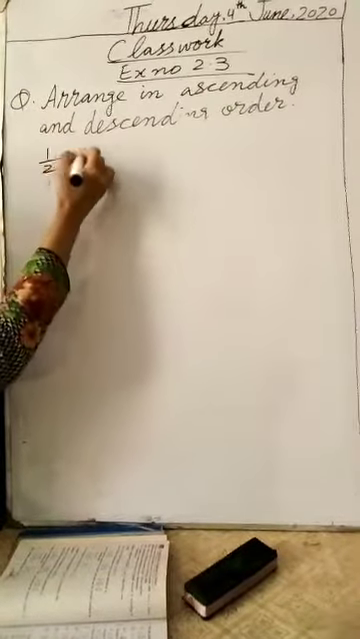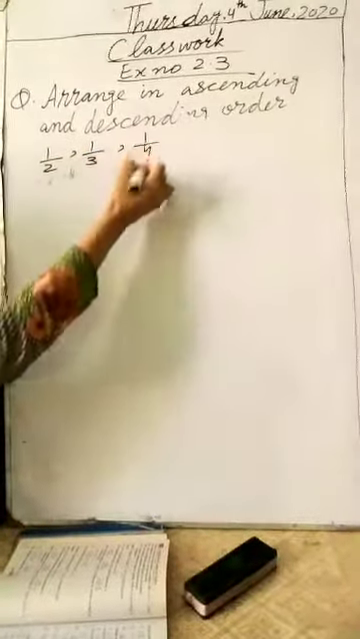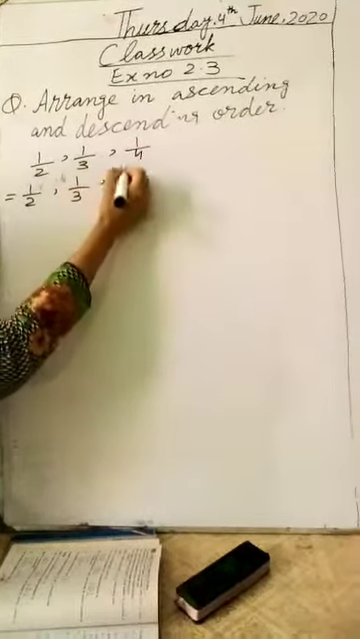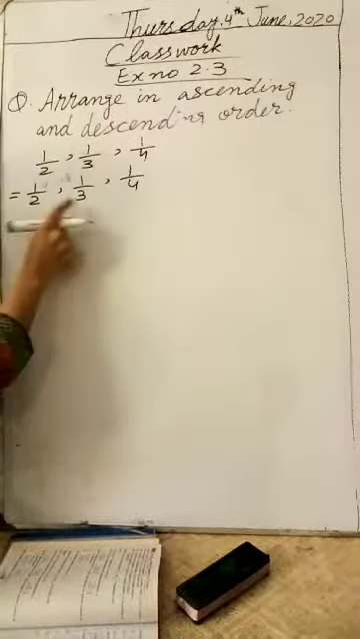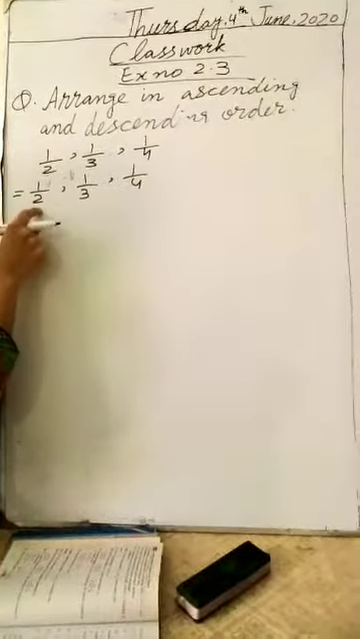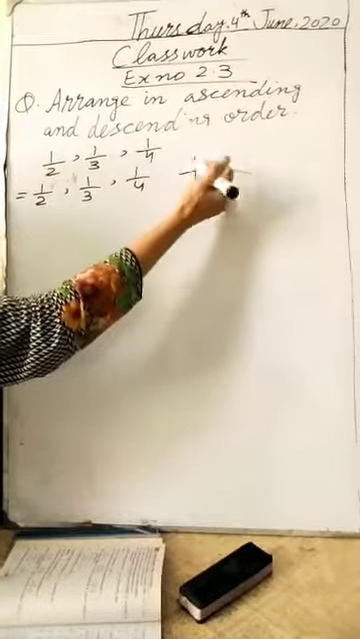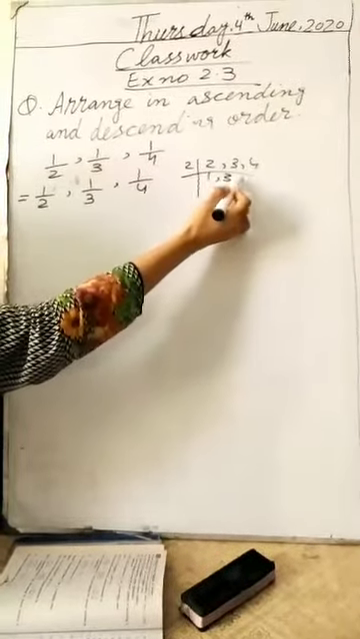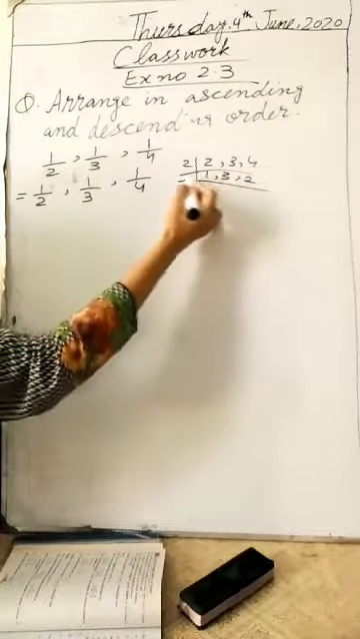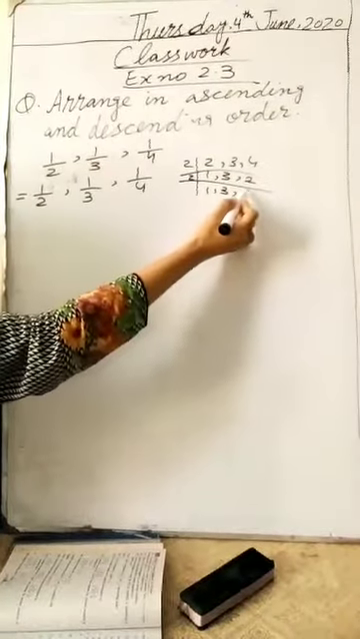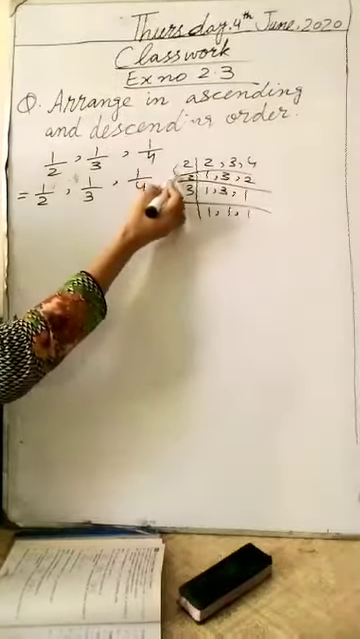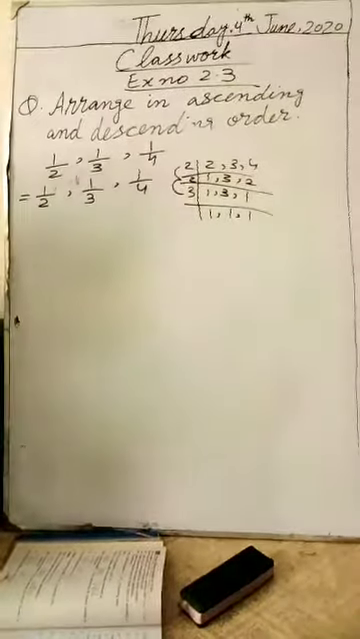1 over 2, 1 over 3, 1 over 4. First step is to write the question again. Now see the LCM. The LCMs are not the same. Find the common LCM in the rough work. 2 times 1 is 2, 3 is not possible. 2 times 2 is 4. Now 3 times 1 is 3. Now 2 times 2 is 4, 4 times 3 is 12.